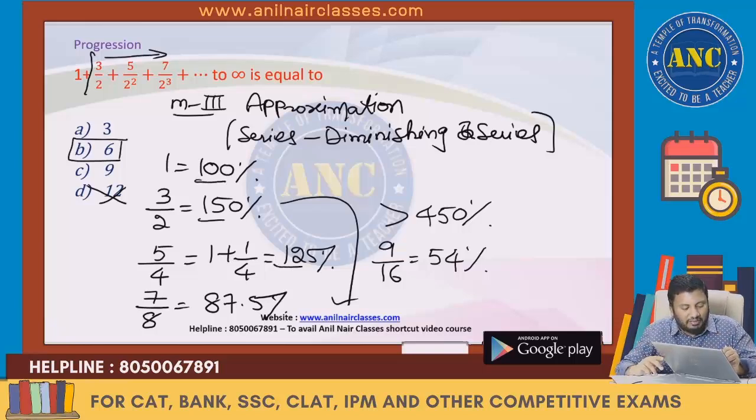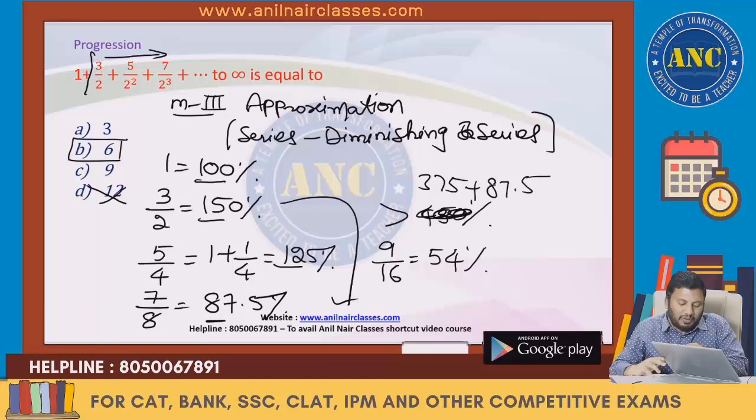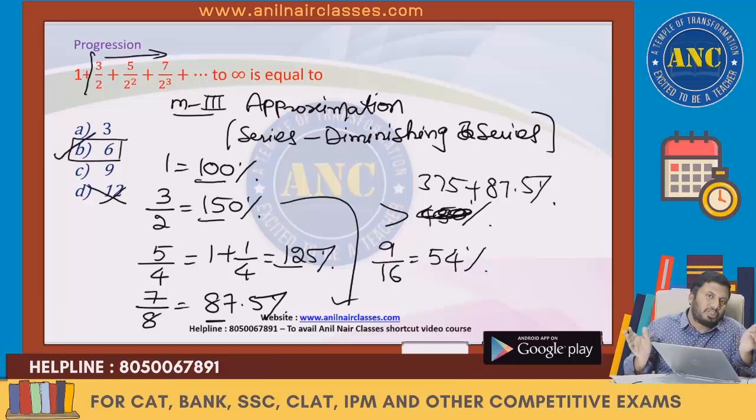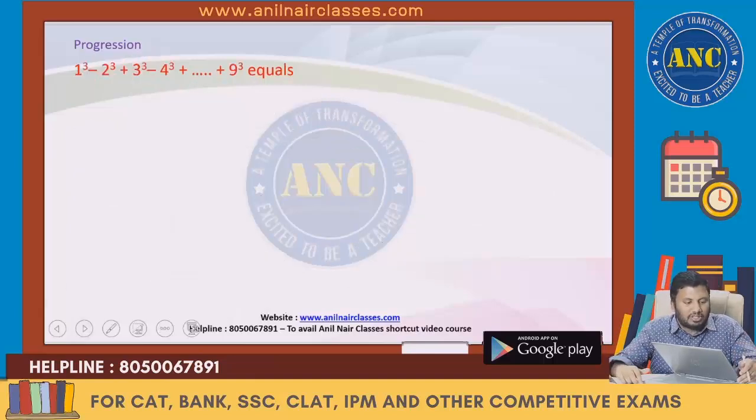375 plus 87.5 percent, greater than 460 percent. The answer should be just greater than 4.6 out of the given values. So the value which is the lowest and just greater than that is 6. Method 1, method 2, method 3: you can use any method of your choice. Next one.